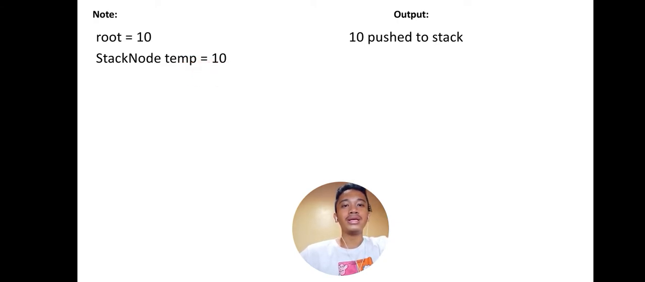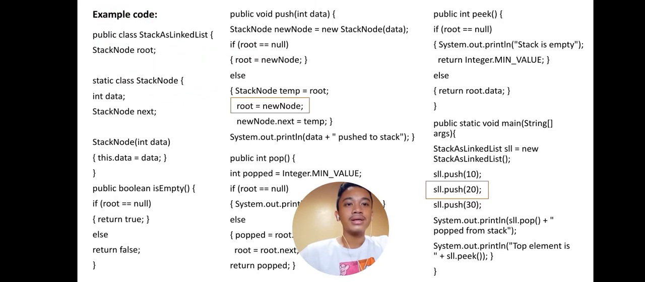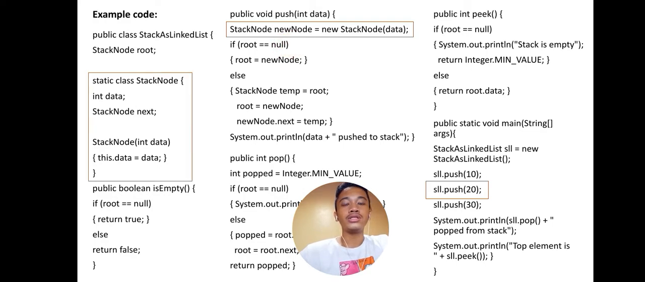And our root is 10, so that is why stack node temp is equal to 10. Next, we have root is equal to new node. As you can see, it will call the object creation stack node new node. So this group of code will perform the declaration of integer data variable, the declaration of stack node next, then the constructor.